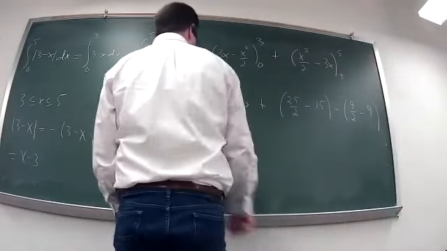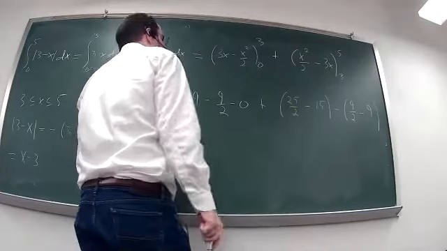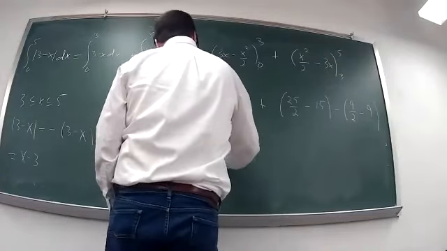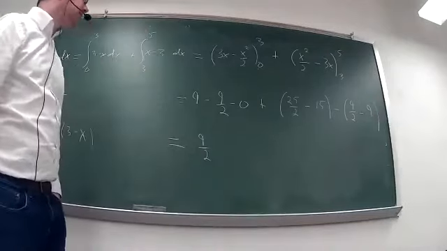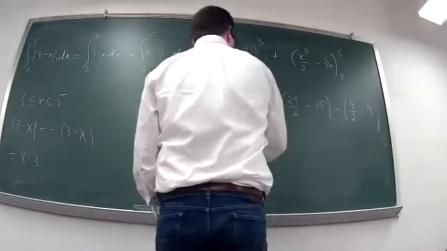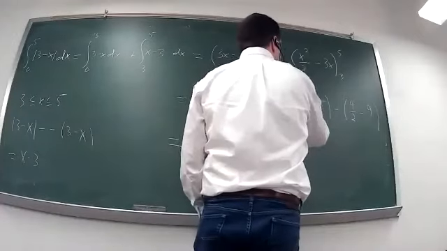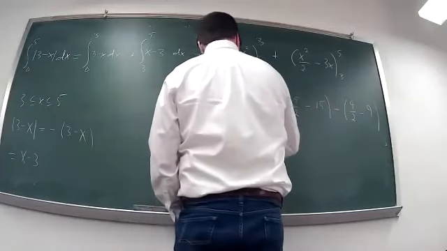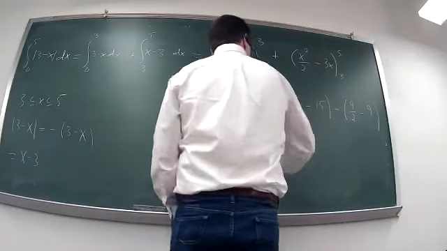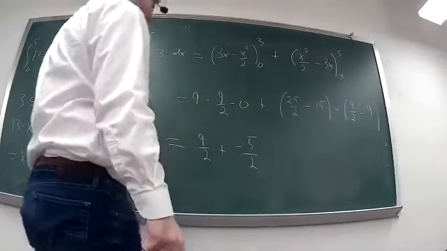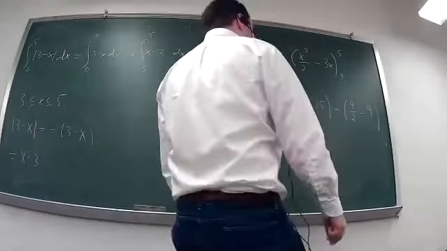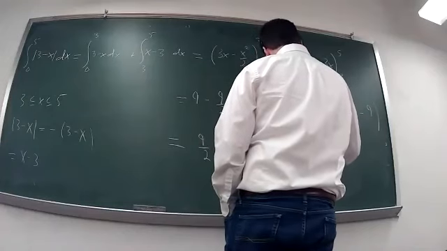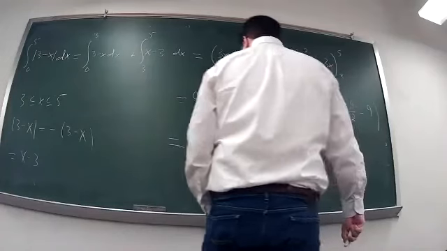Let's add them together and see what we get. So 9 minus 9 halves is just 9 halves. What about this? 25 over 2 minus 15. So 15 is equal to 30 over 2. So shouldn't this be minus 5 over 2? 25 minus 30 over 2. And then I've got a minus 9 halves and a plus 9.